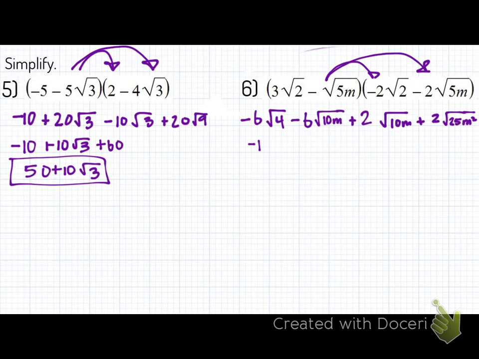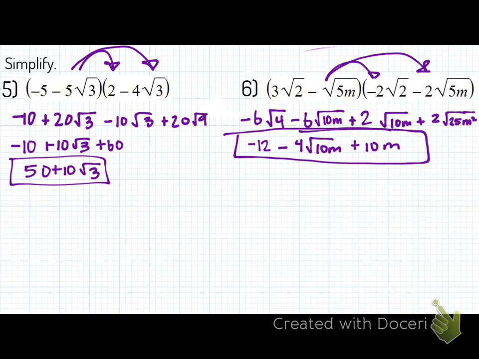We got square root of 4 is 2 times negative 6 is negative 12. That's that first term. We're gonna combine like terms here, which is gonna be negative 4 10m, and then we got plus 5 or 5 times 2 is 10 times m is 10m. Right? Can I do anything else with this problem? No. We're all done. That's your answer. Okay.